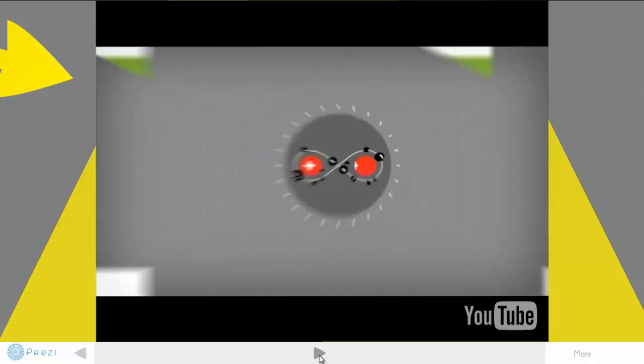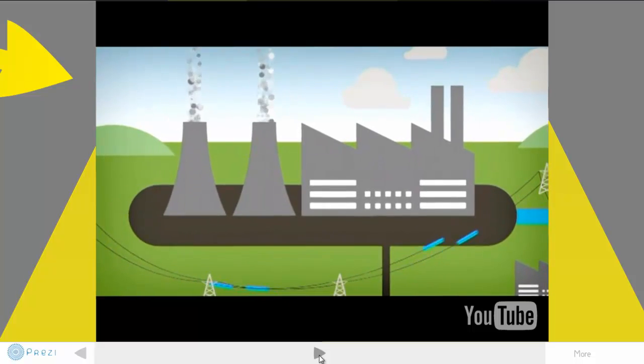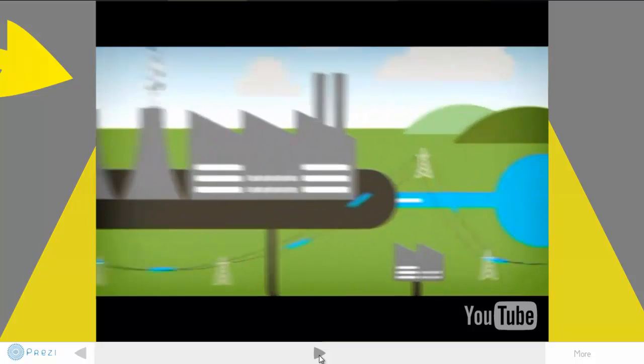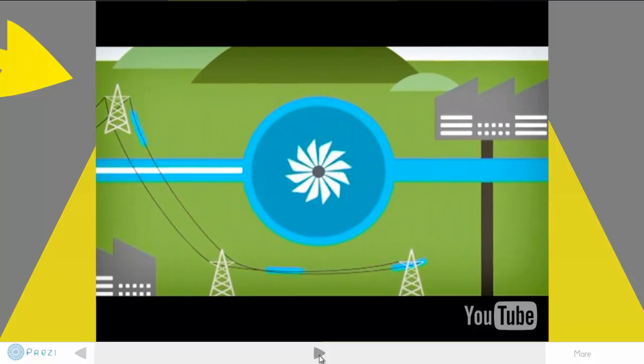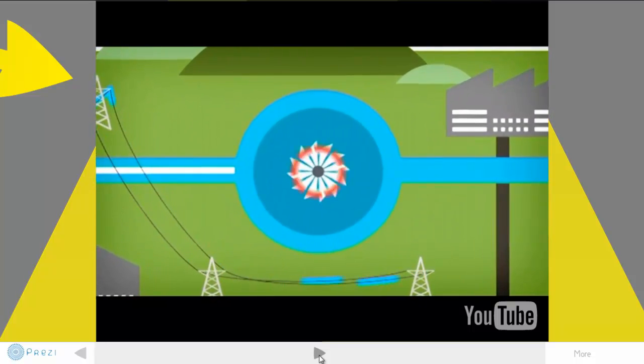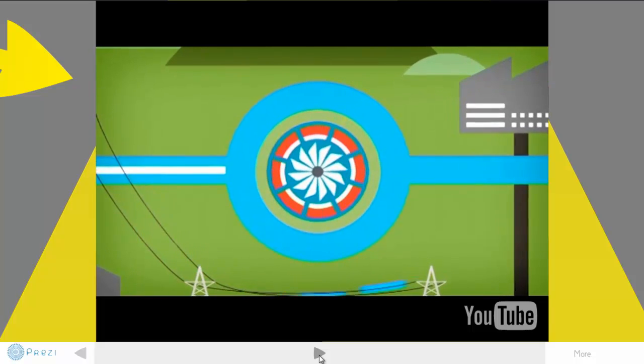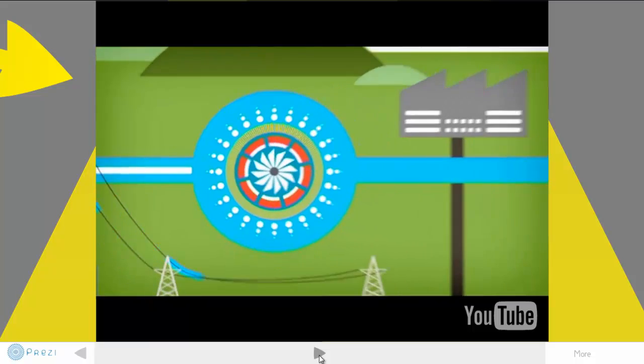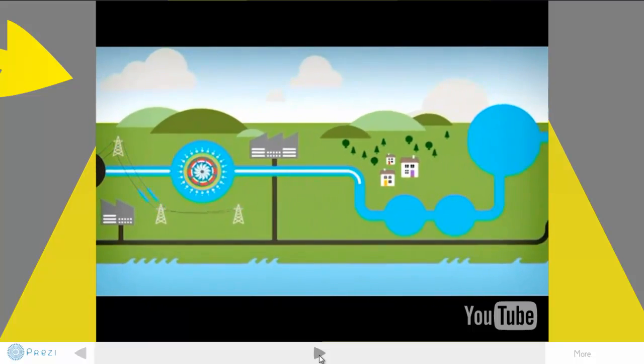Power stations work by turning mechanical energy, movement, into electrical energy. A mechanical force turns a turbine, which rotates large magnets within coils of wire, and this induces electrical current, generating electricity. Electricity generators can be powered in a number of ways.